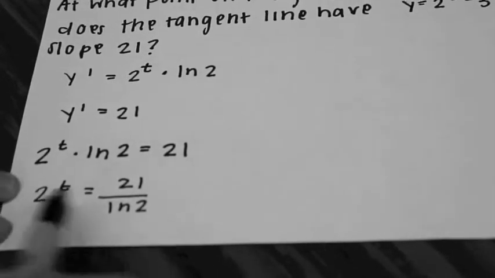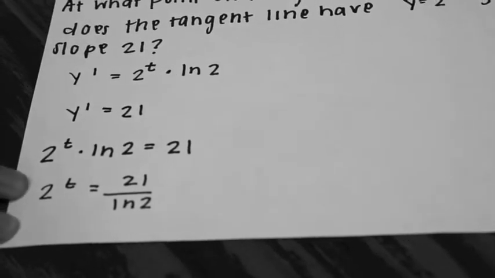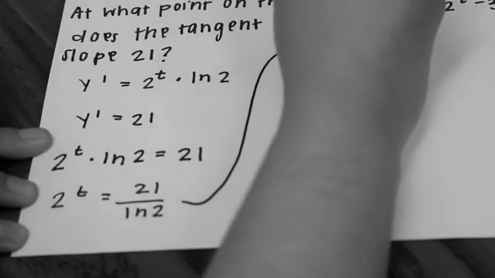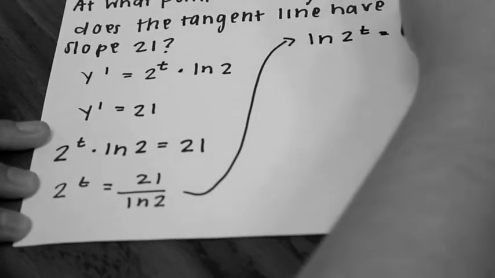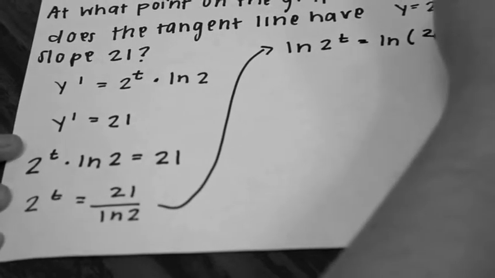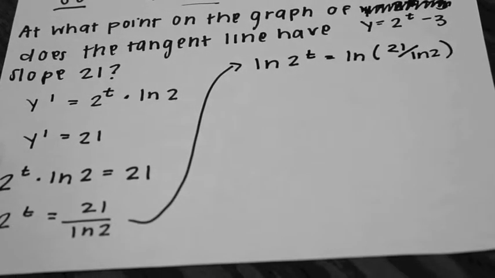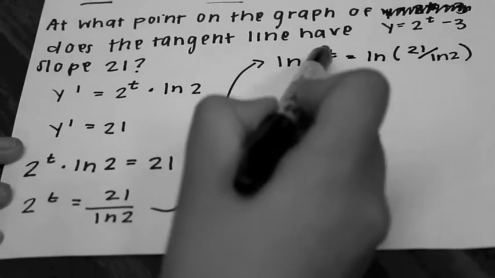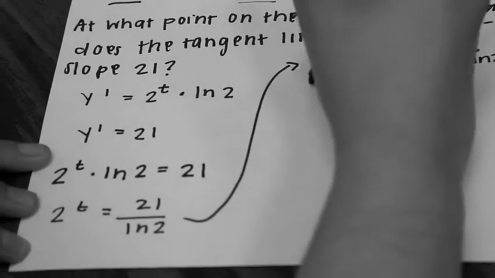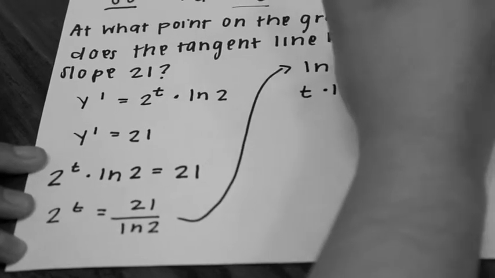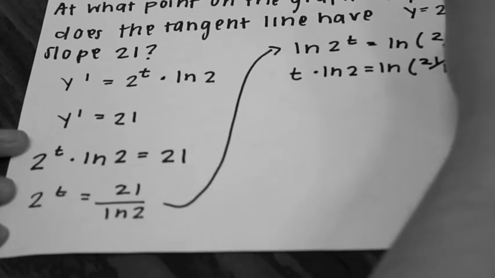And then you can take the ln of both sides, which is one of your properties. You should know this. And just move it up. You'll get ln 2^t is equal to ln of 21 over ln 2. And just to simplify further, you can move your t to the front. It's one of your properties again, your exponent. So it becomes t times ln 2 is equal to ln 21 over ln 2.